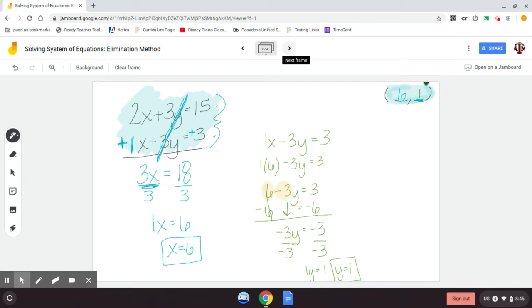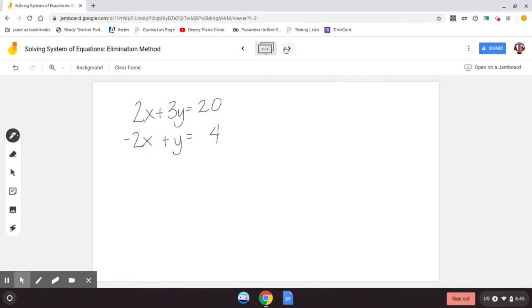Okay, let's do another problem. We're going to do 3 total today. So this time we have 2x plus 3y equals 20 and negative 2x plus y equals 4.